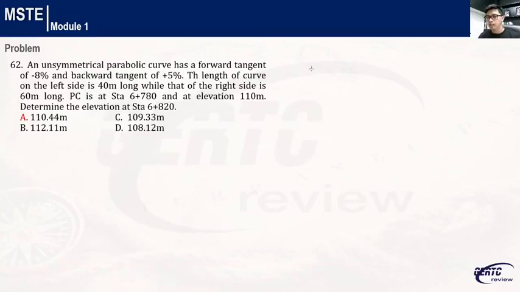Okay, so define ko muna, no? Yung ating G1, that is the backward tangent, 5%. Okay? G2, the forward tangent natin. Okay, sorry. Forward tangent, G1 is the backward tangent, 5%. G1 is the backward tangent. G2 is the forward tangent. Okay? So, negative 8%. Okay?